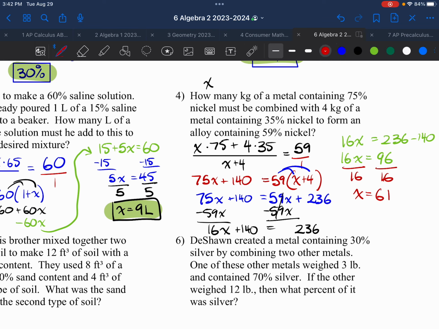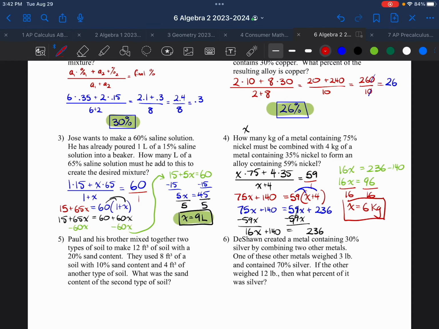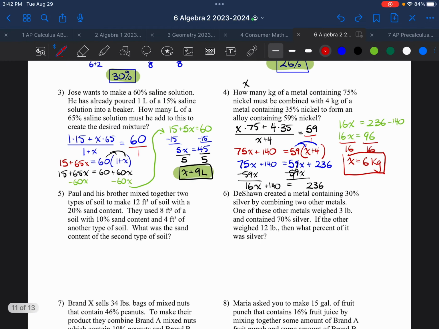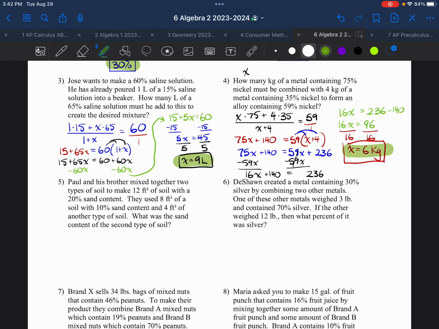And we were talking about kilograms for our units. 6 kilograms for my final answer, which I will then box. Let's see, number 4, 6 kilograms. 6 kilograms. Go, Mr. Sundell. All right, that means that needs to be highlighted in green.